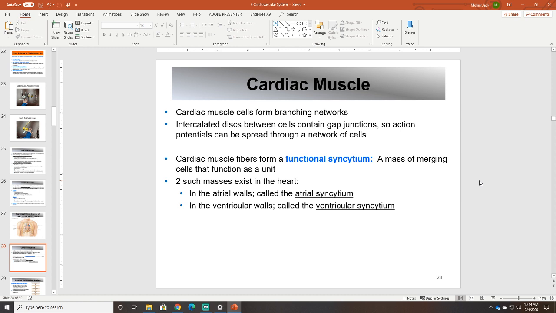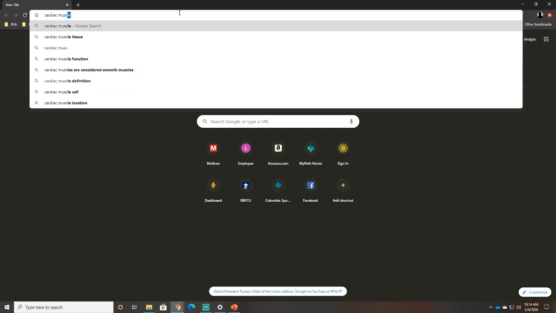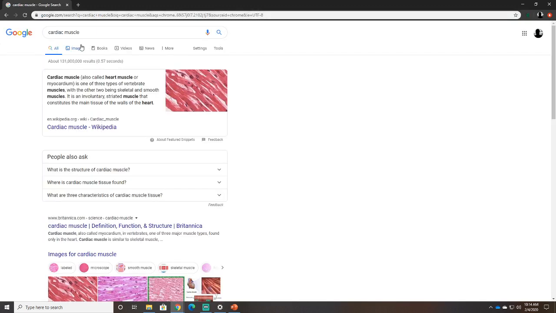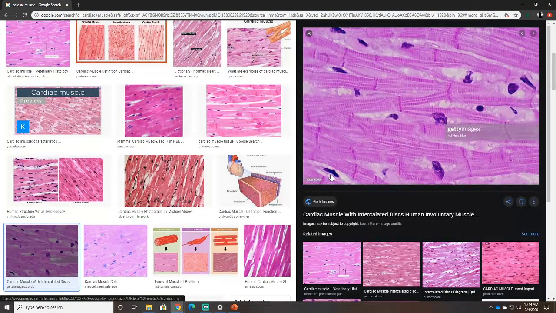So cardiac muscle, these cells form branching networks. They also have intercalated discs between the cells which contain gap junctions so that action potentials can be spread through the network of cells. And actually, I don't think we have a good picture of this. So why don't we look for one on Google? Cardiac muscle. Okay, so here's a microscope slide. You can see here those intercalated discs between the cells.